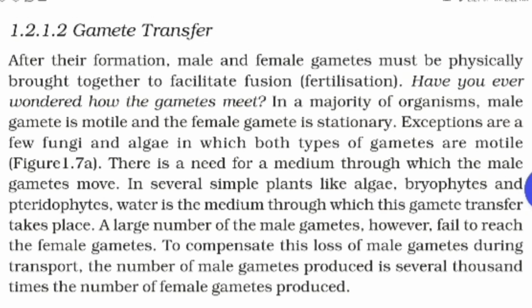As you know very well, there are two kinds of gametes, male and female gametes. Whenever these gametes come together and fuse, they facilitate a process known as fertilization. In the majority of organisms, the male gamete is motile. What is the meaning of motile? That they can move. All the male gametes have such energy that they can move from the male part to the female part.